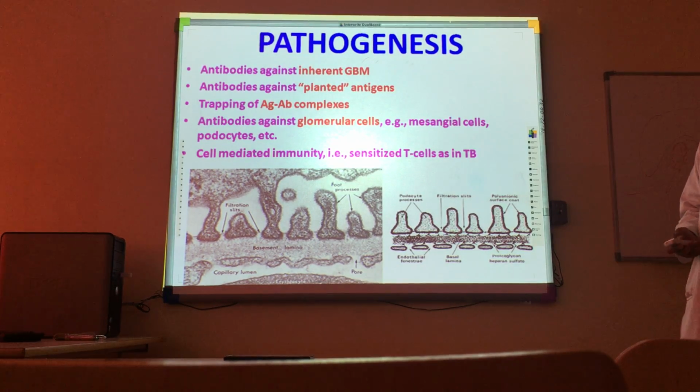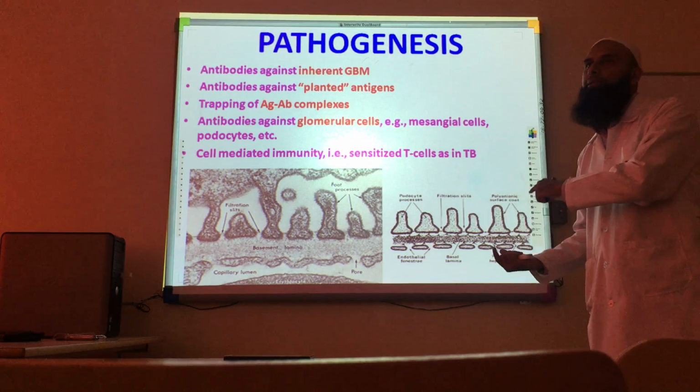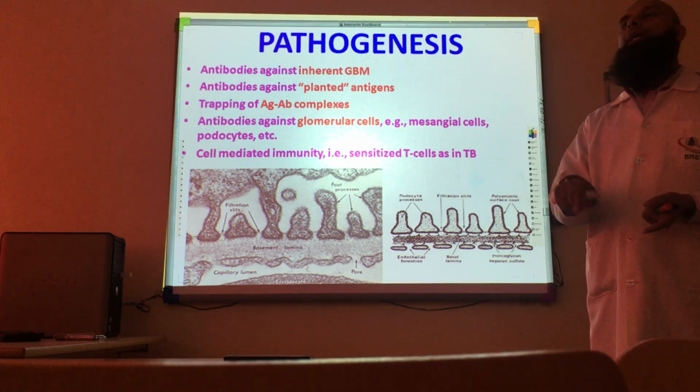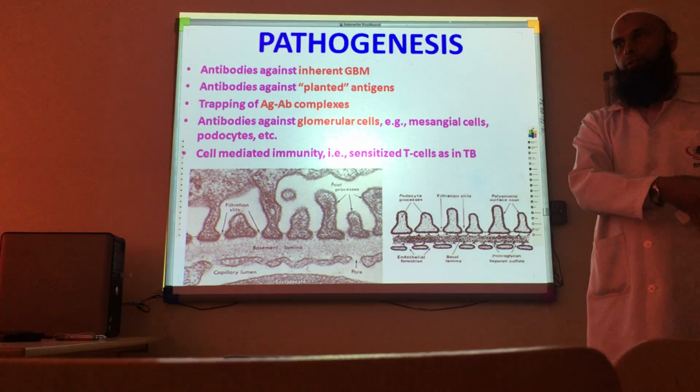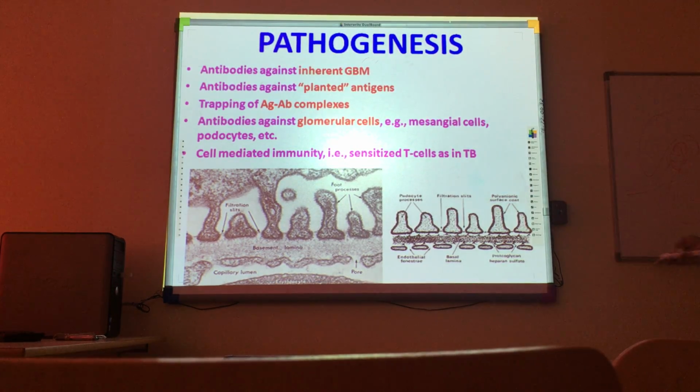The second one is for planted antigens, meaning, for example, if the person got a virus or bacteria in the kidney. These are planted in the body, and then the antibodies come to attack them, and while attacking, they also damage our capillary endothelial cells.